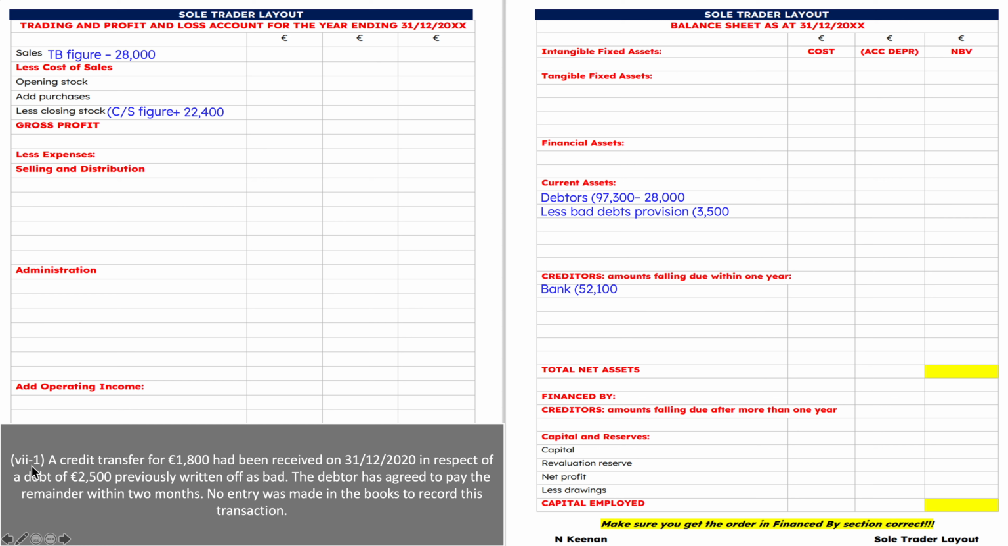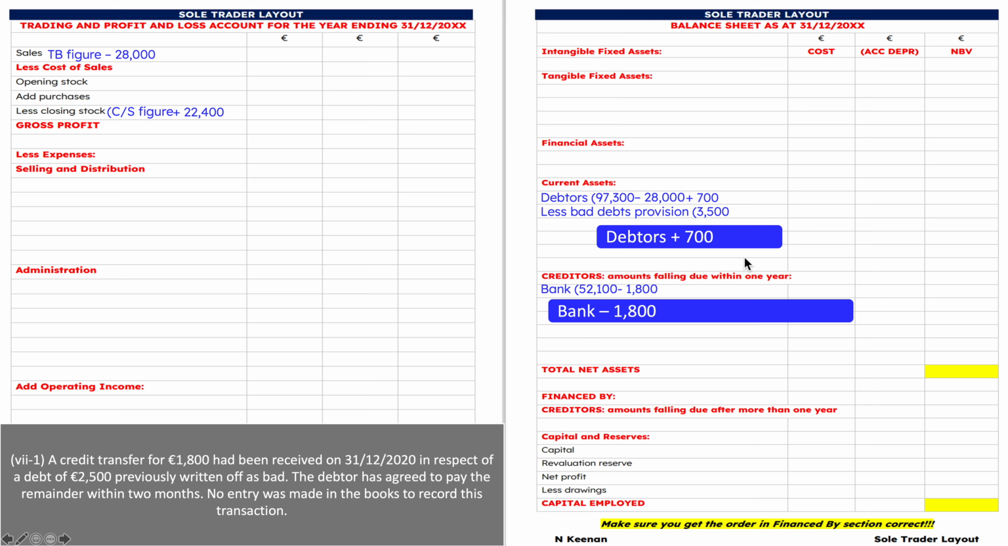So then we have number 7, part 1. A credit transfer for 1,800 had been received on the 31st of the 12th, 2020 in respect of a debt of 2,500 previously written off as bad. The debtor has agreed to pay the remainder within 2 months. No entry was made in the books to record this transaction. Okay, so 1,800 came into the bank, which would reduce the bank overdraft there. The debtor has agreed to pay the remainder. The remainder is the difference between 1,800 and 2,500, which is 700. So we're going to add 700 back to the debtors.